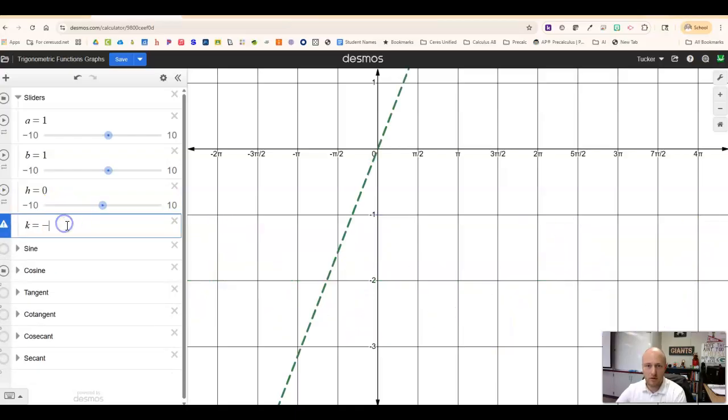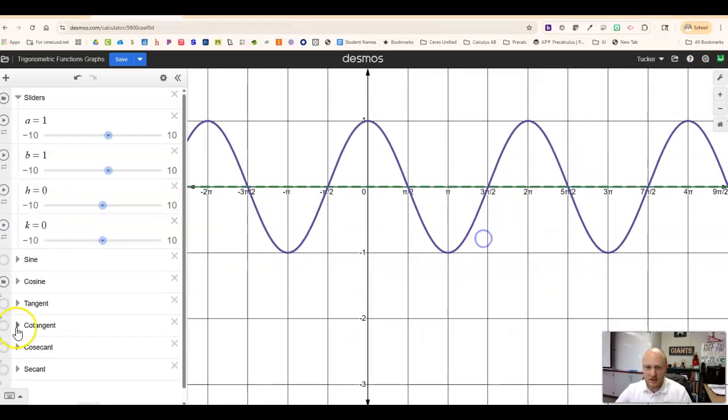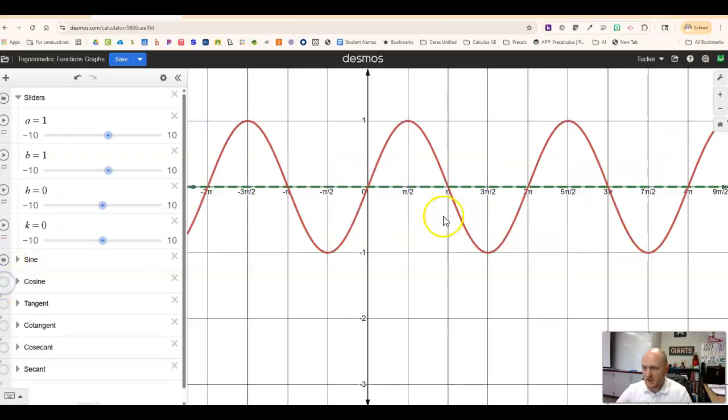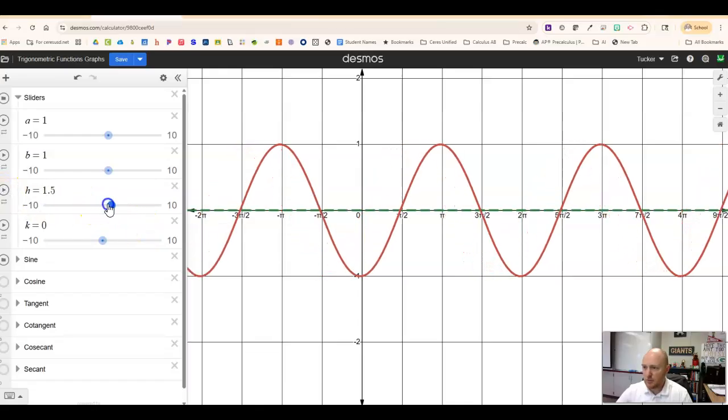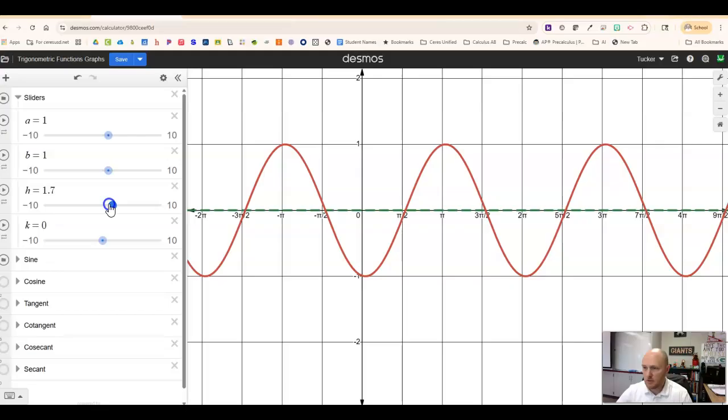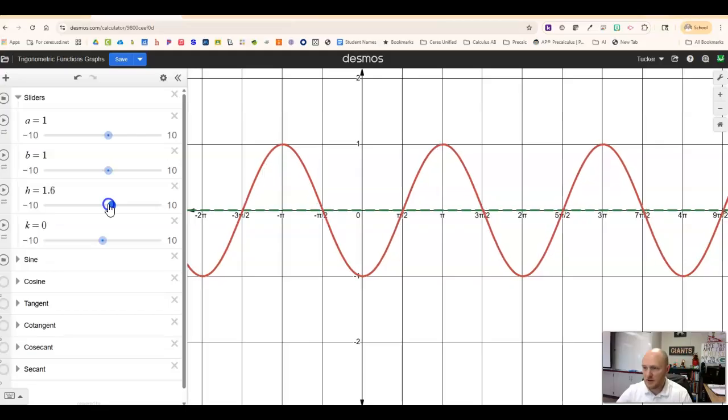Okay, so this was a sine function. Let me turn on sine. Okay, so here's our sine graph. Your midline, again, was 0. Your h, we ended up going to the right, pi over 2. So I'm at pi over 2 right there, if I can get it.